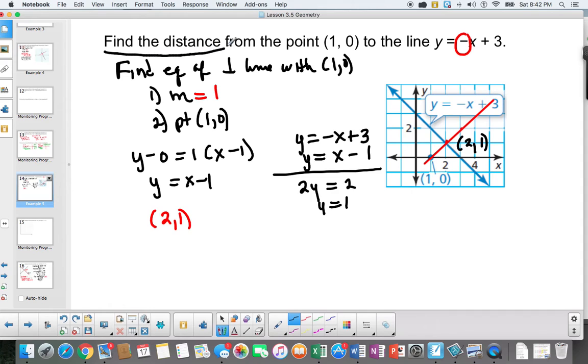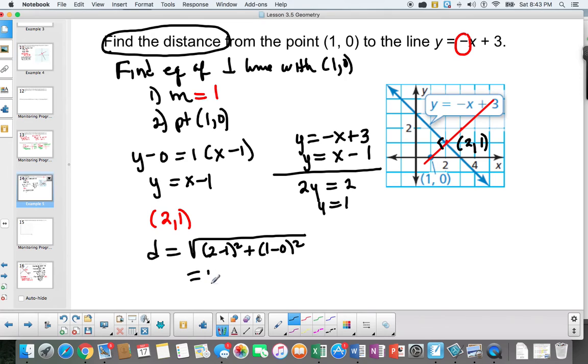The question says to find the distance. And remember, distance is a perpendicular. And I know this is perpendicular. I know here's one of my points, here's my other point. So my distance will be requiring the distance formula, which is going to be 2 take away 1, quantity squared, plus 1 take away 0, quantity squared. And that's going to be 1 plus 1, which is root 2, and root 2 is approximately 1.4. So that's the distance, and that does look like a little bit more than 1.